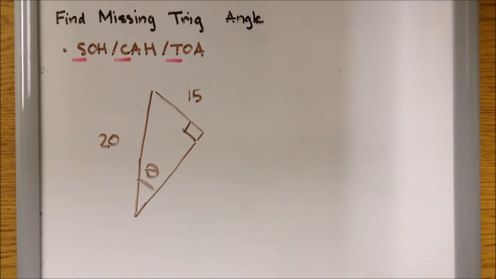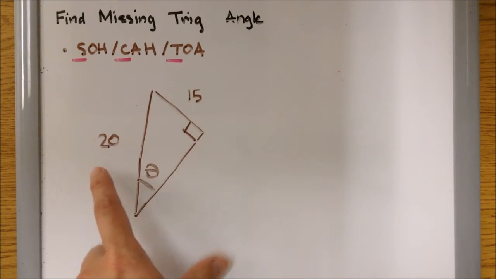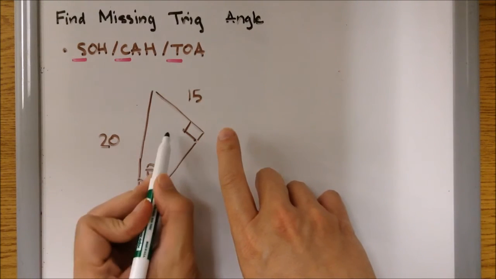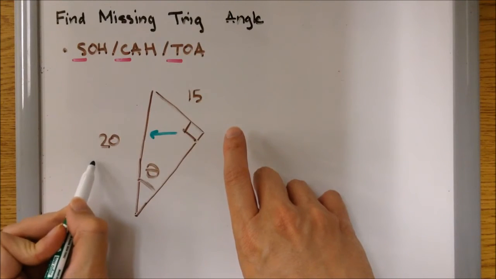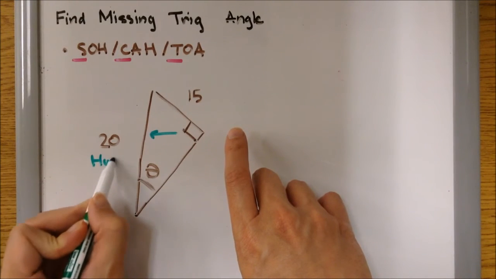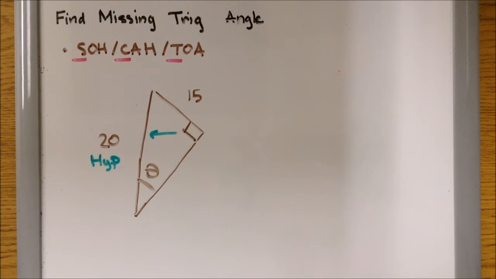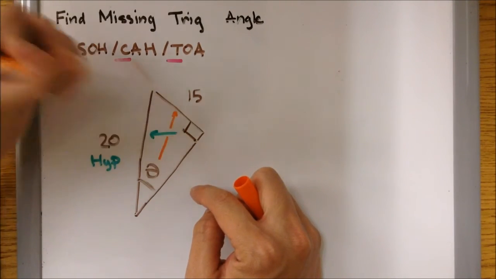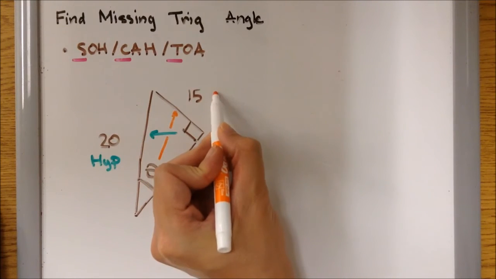In the second example, we have this triangle with two known sides, 15 and 20, and unknown angle theta. So again, first thing to do, identify your hypotenuse. So across from my right angle is the hypotenuse. So 20 is the hypotenuse. And then, according to this angle theta, 15 is across. So 15 would be my opposite.